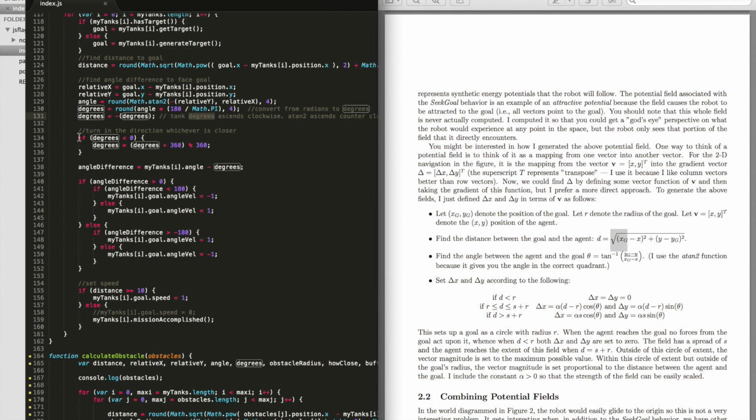Then we need to convert the degrees. Arctangent outputs a range between negative 180 and positive 180, and this converts it to 0 to 360 degrees. There's two reasons we do this. One, it's easier to use just the positive numbers. And two, that's how the tanks are represented on the server end, from 0 to 360. So we finally now have the degrees in a similar fashion to how the tanks are represented.